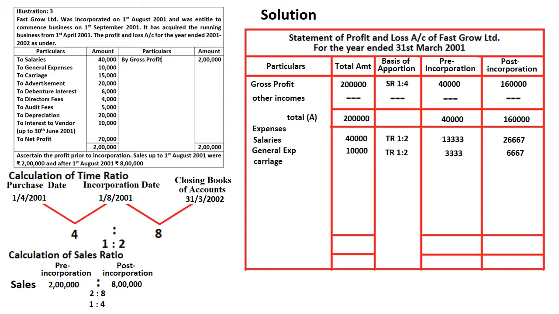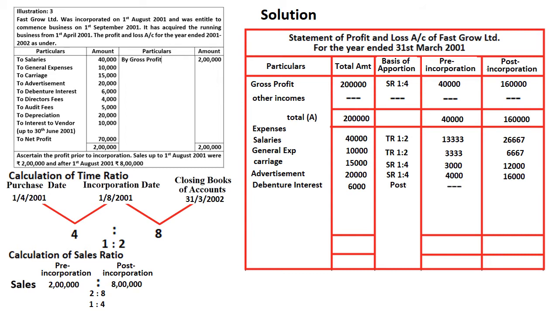Then carriage is a transportation expenditure, so always on sales ratio, right? Because it is associated with sales, therefore we have divided carriage in sales ratio. Then advertisement is associated with sales, therefore always in sales ratio, so I have divided advertisement expenses in sales ratio. Then debenture interest: debenture interest will be paid in the company form of business, therefore it will be directly taken into the post incorporation.